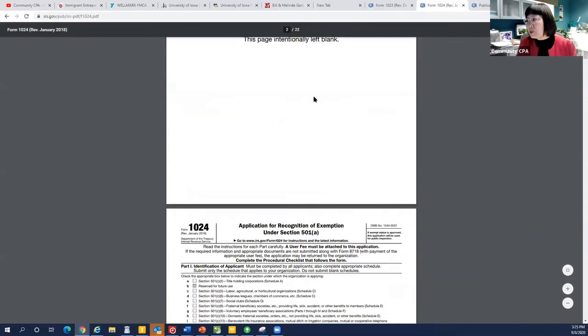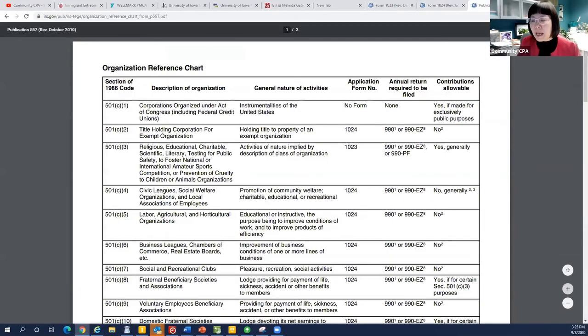This one is 22 pages. Okay, and of course, in the early part of the section, I showed you that you can always come to this organizational reference chart. It's Publication 557, and it was updated by the IRS in October 2010. And then here it tells you what form you're going to use to apply. Look at that. They tell you that 501c3 is 1023. All right. So that is so much I want to say about the application.